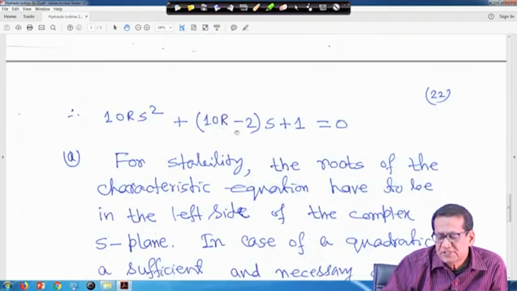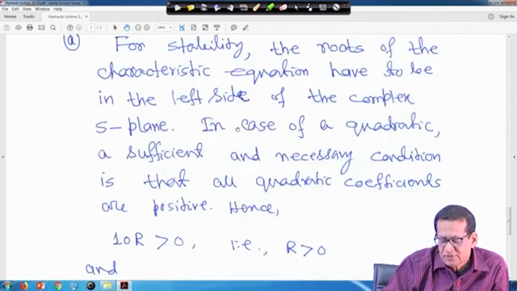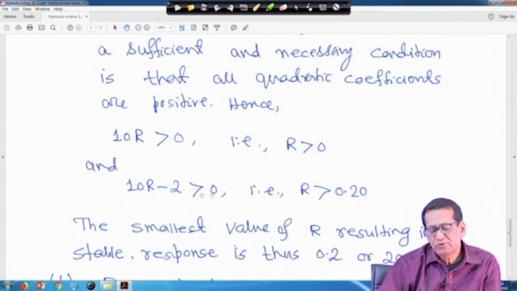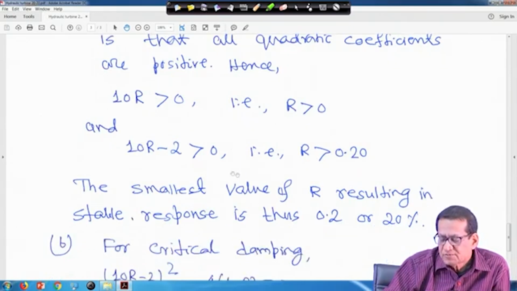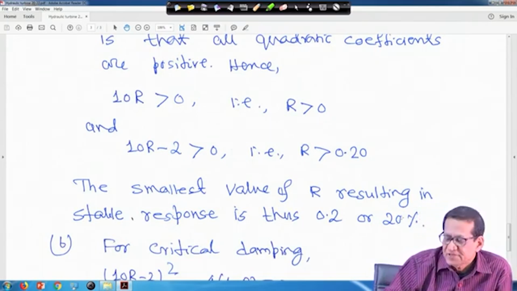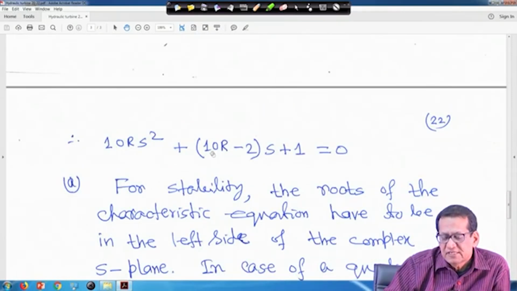Similarly, the coefficient 10 r minus 2 also has to be greater than 0. Therefore, 10 r minus 2 greater than 0, that is r greater than 0.2, because 10 r greater than 2. So, r greater than 2 by 10, so r greater than 0.2, right. So, the smallest value of r resulting in a stable response is 0.2 or 20%, right. This is the smallest value of r. Now, if you want critically damped, then your roots will be the same, right.